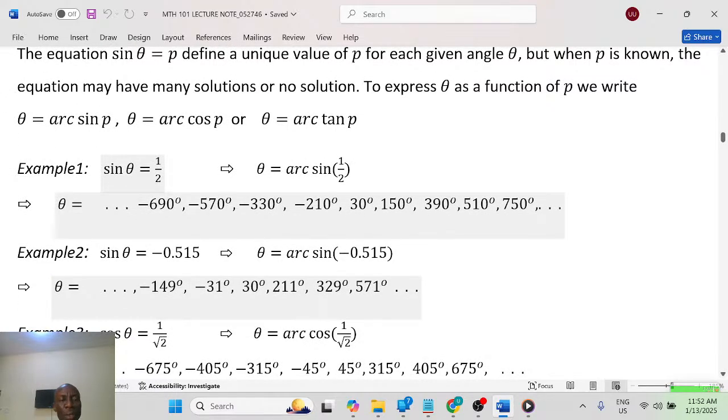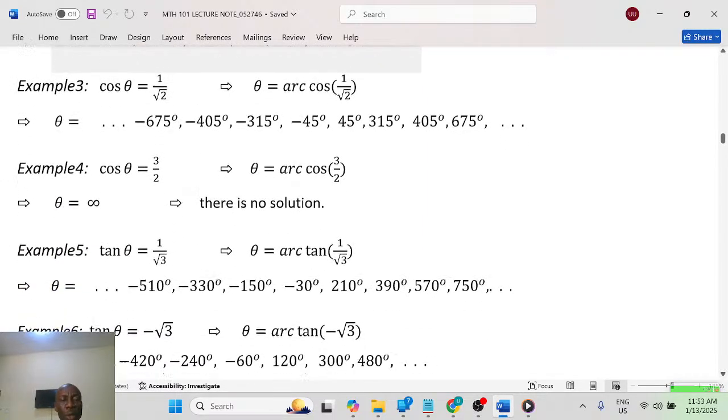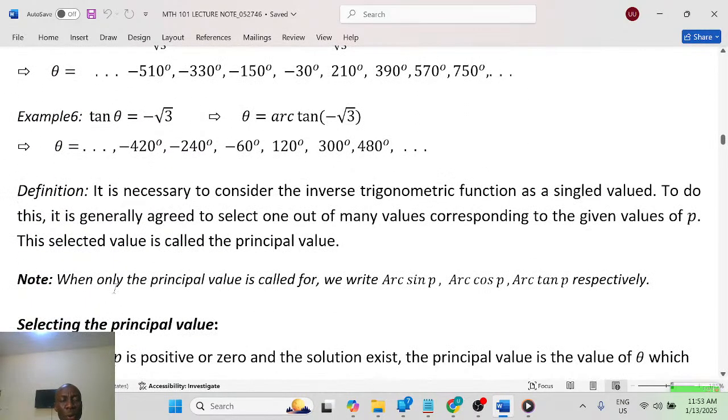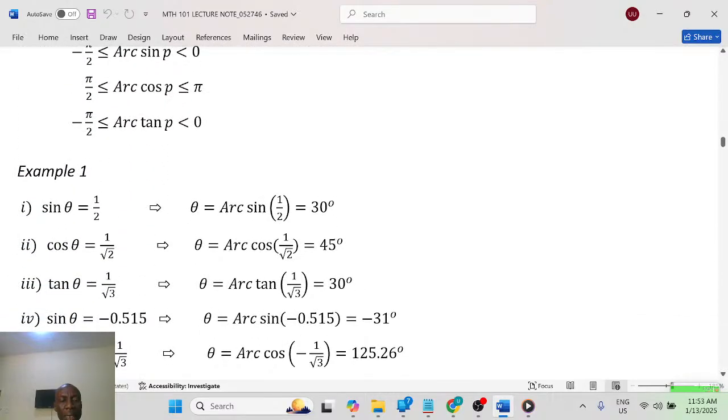Example 2 says sine theta is equal to minus 0.515. So arc sine of minus 0.515 is equal to your theta. It will give you those values. Just take your time, study all this. They are all straightforward. You'll be able to get those answers as it is stated in the material.